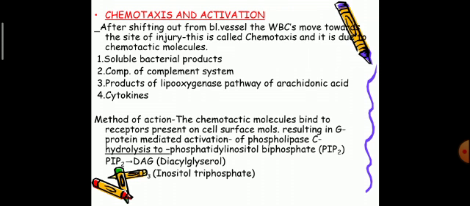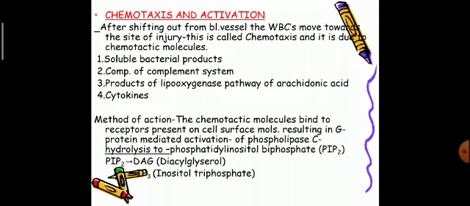There is chemotaxis and activation also. After shifting from the blood vessels, the WBCs move towards the site of injury. This is called chemotaxis, and it is due to chemotactic molecules, that is soluble bacterial products, components of the complement system, products of the lipoxygenase pathway of arachidonic acid, and cytokines. Now the method of action is that the chemotactic molecules bind to receptors present on the cell surface, resulting in G protein mediated activation of phospholipase C.